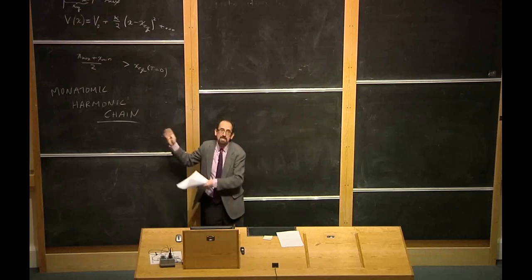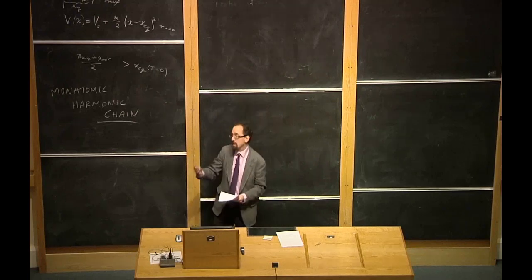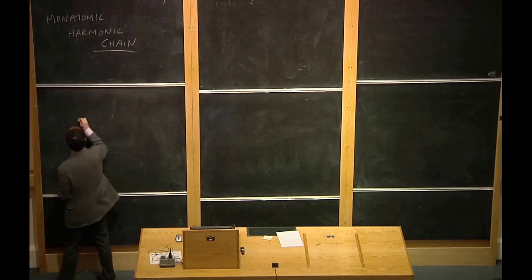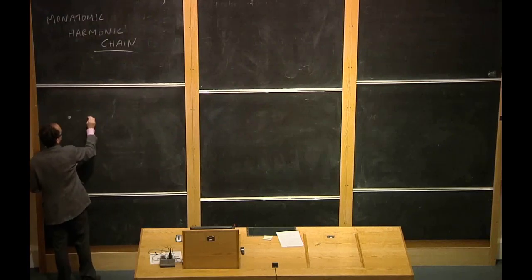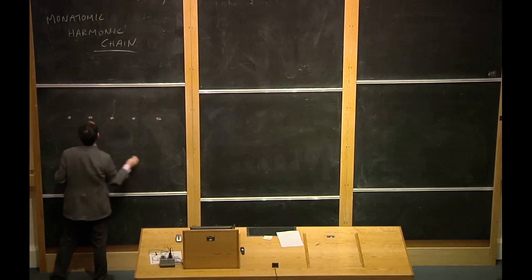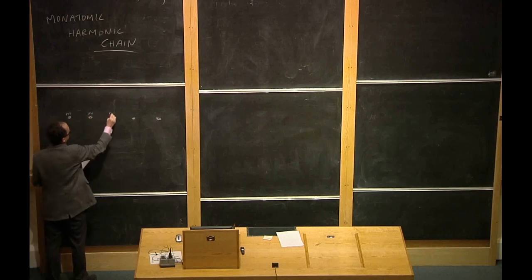And the reason, and it's a very simple model, but the reason it's so important is because it introduces a lot of ideas that will come back over and over again throughout the term. So this is what it looks like. We have a bunch of atoms, and again, we're living in one dimension. They're lined up in a row. Each atom has some mass, m, all of them identical.